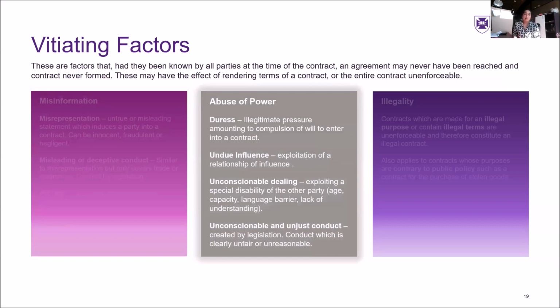Abuse of power is a category of vitiating factors as well, which is maybe a little bit more obvious in that if there is duress, undue influence, unconscionable dealing, or unconscionable or unjust conduct in the formation of a contract, whereby you might put illegitimate pressure into compelling somebody to enter a contract, exploiting a relationship of influence, or exploiting something about the party in order to get them into a contract. So if any of those come about, it is likely that the courts will strike down the entire contract and render it unenforceable.